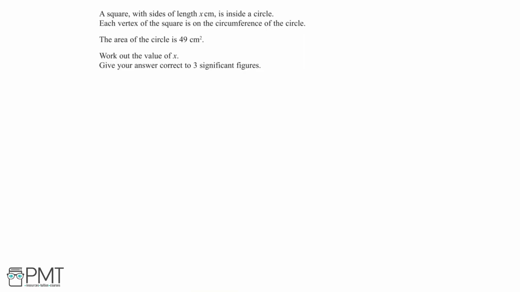In this question, we're told that a square with side length of x centimeters is inside a circle. Each vertex on the square is on the circumference of the circle. We're told that the area of the circle is 49 centimeters squared, and we need to work out the value of x, giving our answer correct to three significant figures.